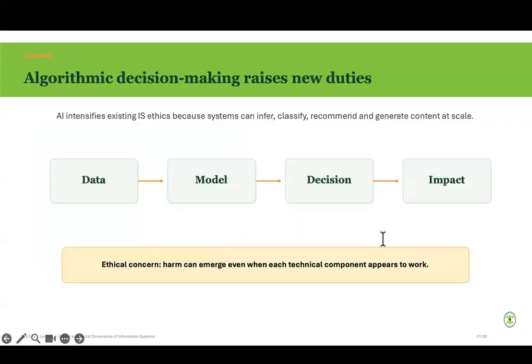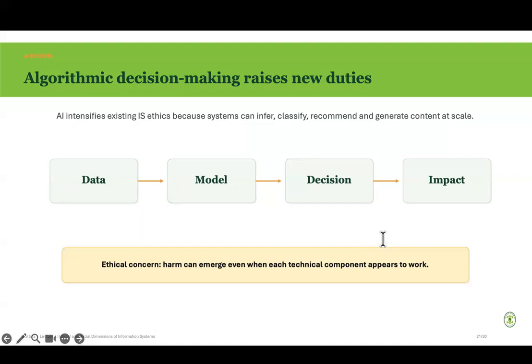Now, let's pay attention to something which is very relevant to what many of us are experiencing these days online: AI. You see, traditional information systems mainly just store, they retrieve, and process your information. AI systems, on the other hand, can infer, they can classify, they can recommend, they can predict, and they can generate content. Look, the whole process can look very simple.